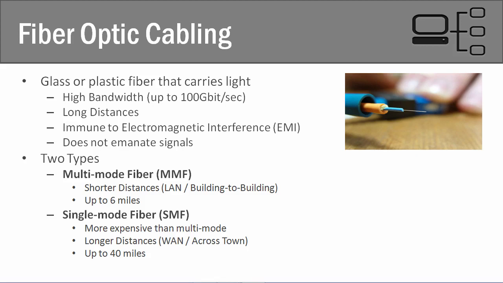In this video, we're going to talk about fiber optic network cabling. So let's go ahead and get started. The first thing that you need to know is that fiber optic network cabling has a glass or plastic fiber core that carries light. And this is what it looks like right here. So this is the glass or the plastic fiber core.